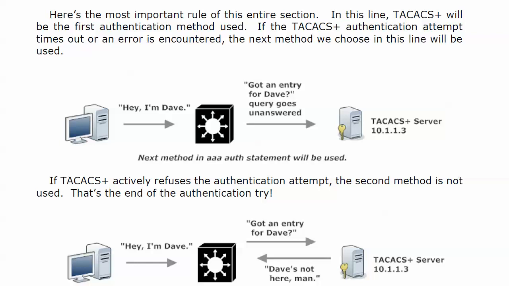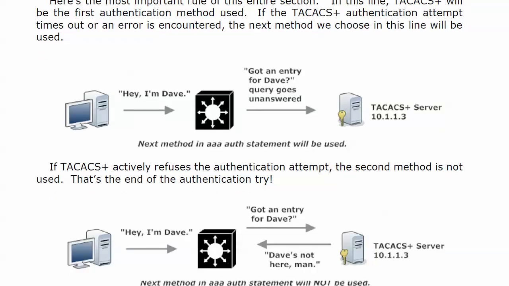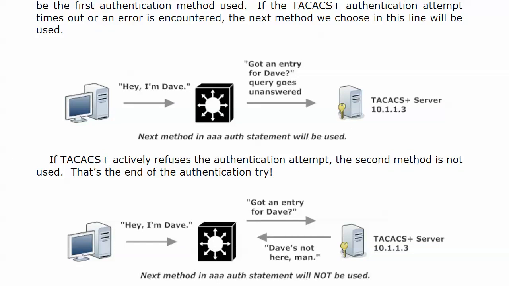So here's the deal, the switch gets the request, hey, I'm Dave. And the switch looks to the TACACS server and says, do you have an entry for Dave? And we don't hear anything back. Well, in that case, the next method that we have in that AAA authentication statement list is going to be used. Now, if TACACS plus refuses the authentication attempt, the second method is not used. And then the third method's not used. And the fourth method isn't used because that's the end of the authentication try right then and there.